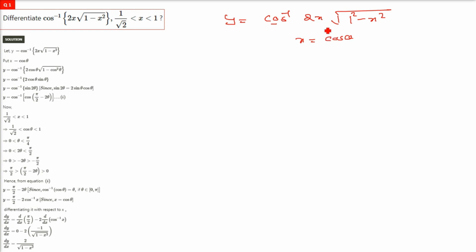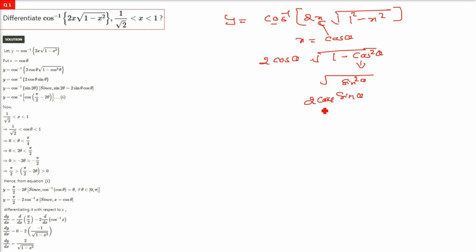So x equals cos theta. So the inside, after cos inverse, let me show you. 2 cos theta, in place of x we are putting cos theta, under root 1 square minus cos square theta. Now 1 minus cos square theta is sin square theta, and under root of any square, the square gets cancelled. So you get sin theta only, and you have 2 cos theta outside. Now 2 sin theta cos theta, or 2 cos theta sin theta, is sin 2 theta.